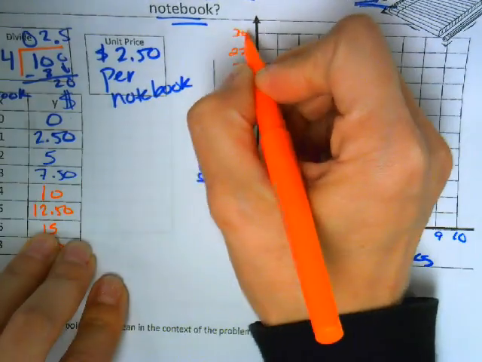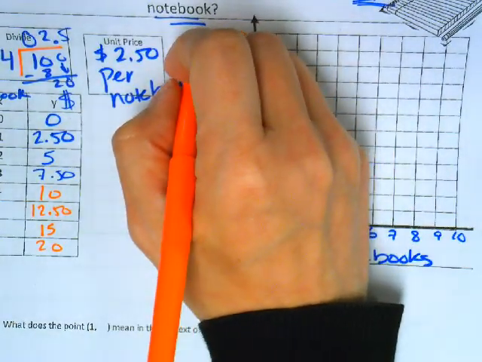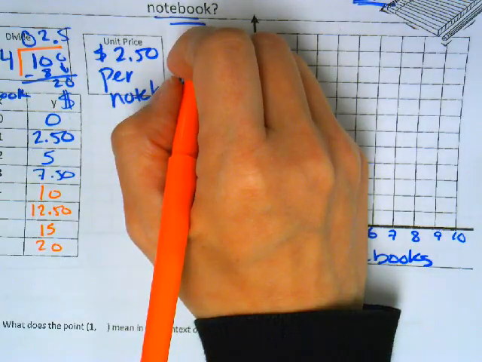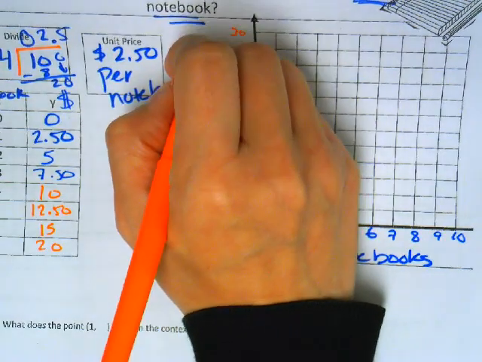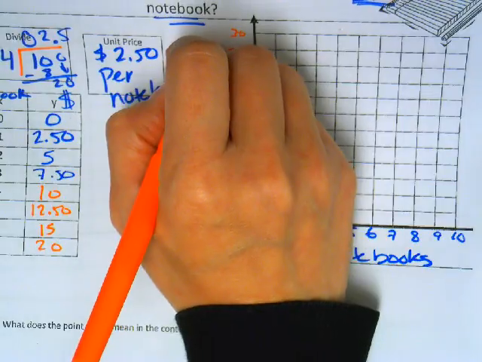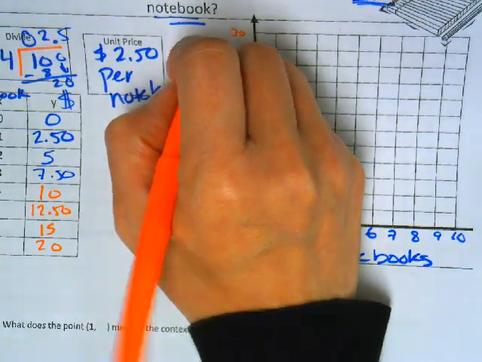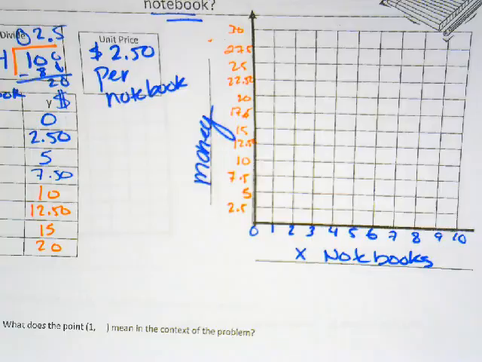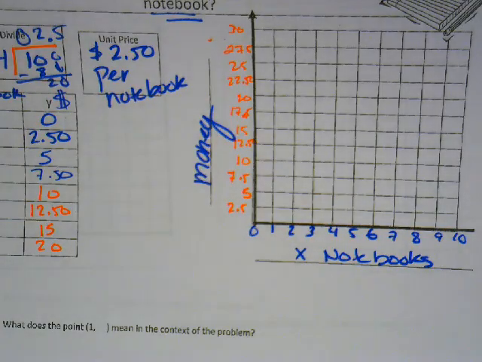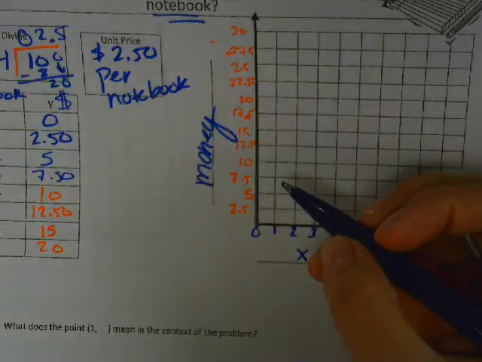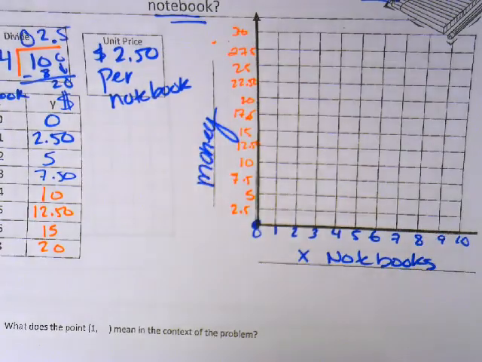What's the last number that fits on my table? 20. Well, your table goes up to 20, but then your graph, if you go all the way up, which is good practice, 30. Totally. All right. Where's our first dot? 0, 0, which is the origin.